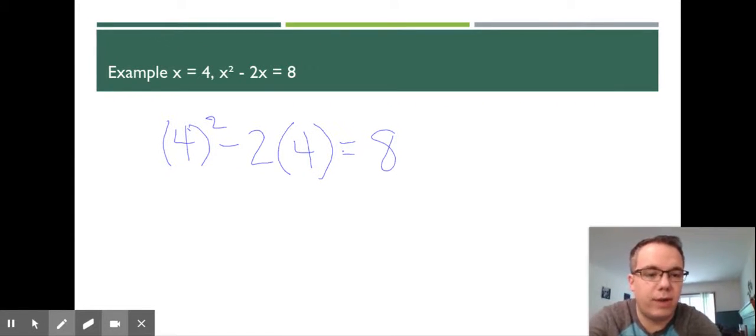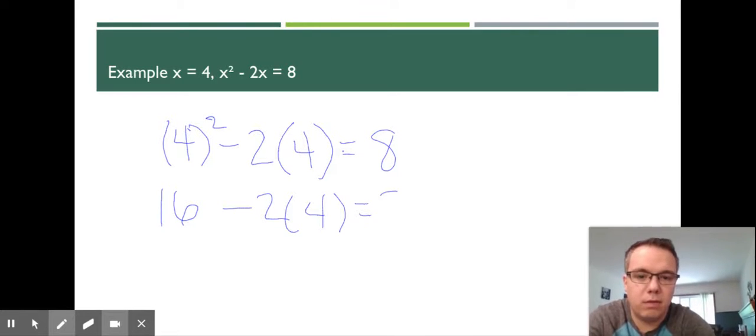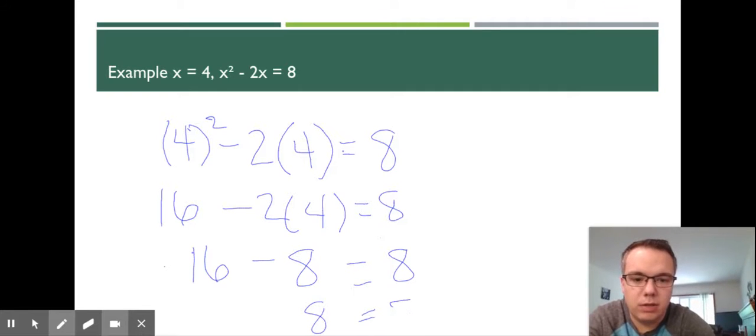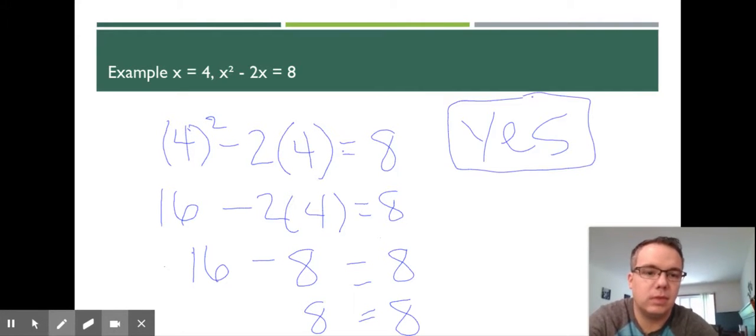And then it's just follow the order of operations and simplify, see if it's true or not. So order of operations says, am I going to square first, subtract first, or multiply? Well, it says to square first. So 4 squared is 16. All right. Order of operations says I'm going to multiply next. So 2 times 4 is 8. And then 16 minus 8 is 8. So is 4 a solution to x squared minus 2x equals 8? Yes, it is, because 8 equals 8.